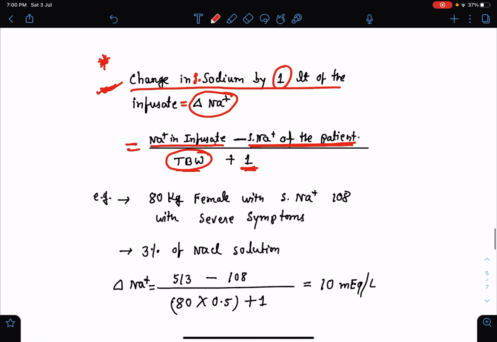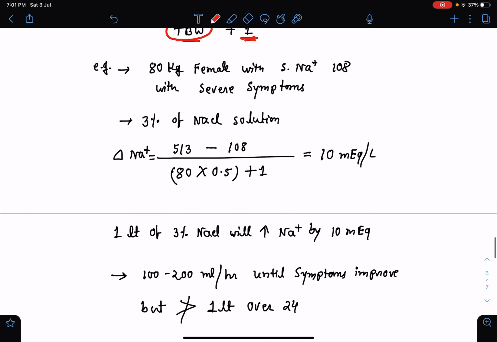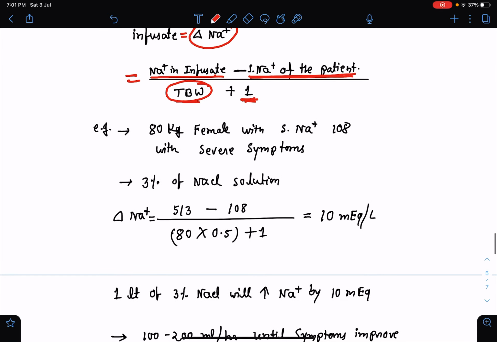If I give an example, it will be very much clear to you. Suppose an 80 kg female has come to us with a serum sodium level of 108 and the lady is having severe symptoms. Only if the patient is presenting with severe symptomatic hyponatremia, then you are going to do rapid correction of hyponatremia. So in that case, we better use a 3% sodium chloride solution. 3% sodium chloride solution contains 513 milliequivalent of sodium per liter.